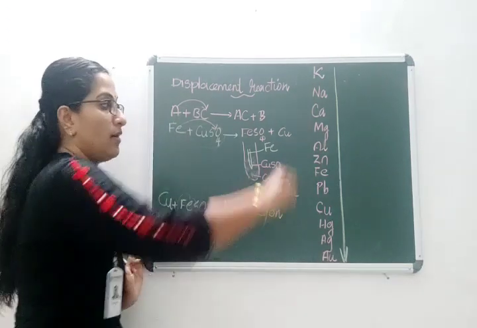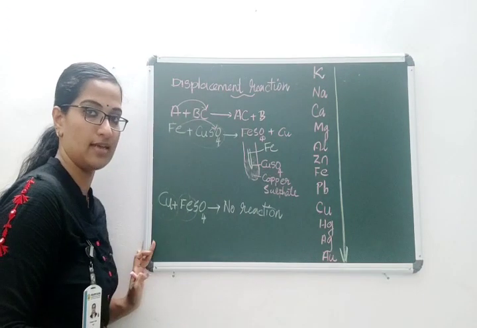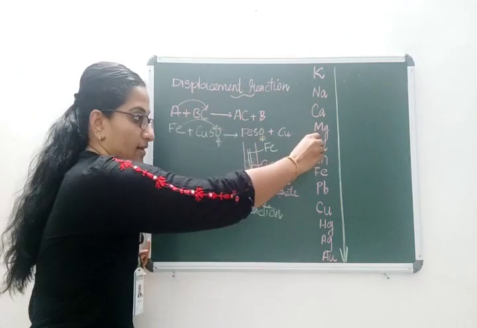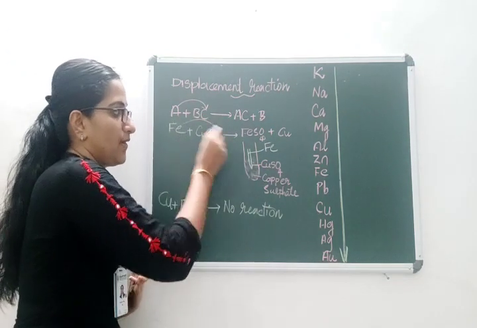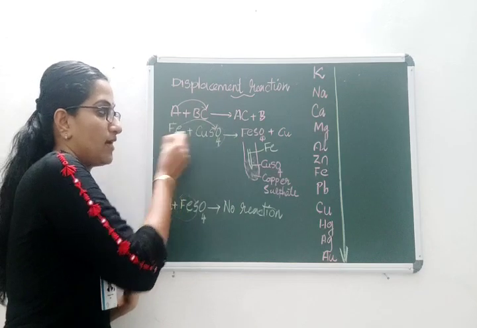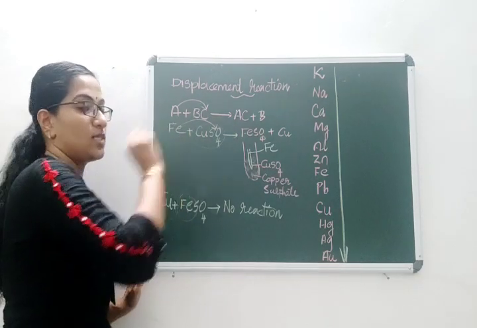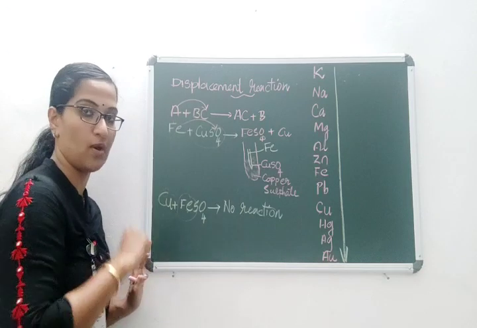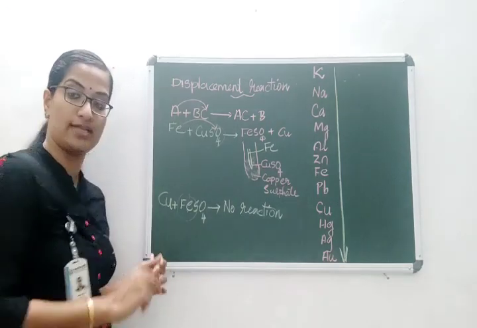So learn this reactivity series by heart. If a question comes like this on displacement, only if A is more powerful or more reactive than Cu, then the displacement is possible. Everywhere else, no displacement. I'll show you one more example.